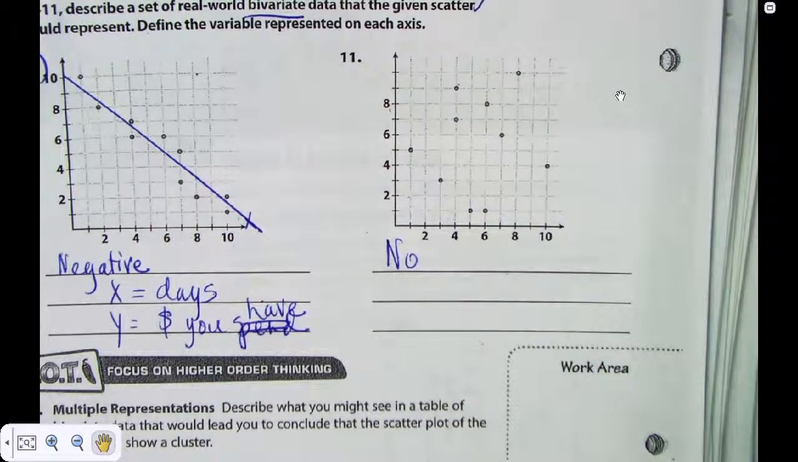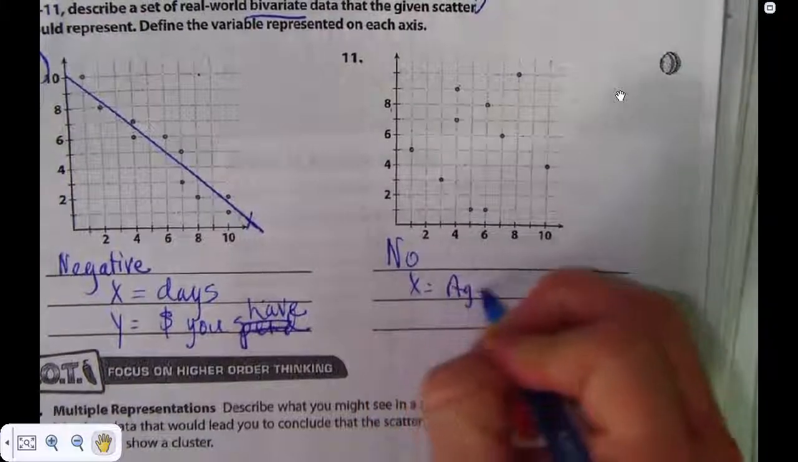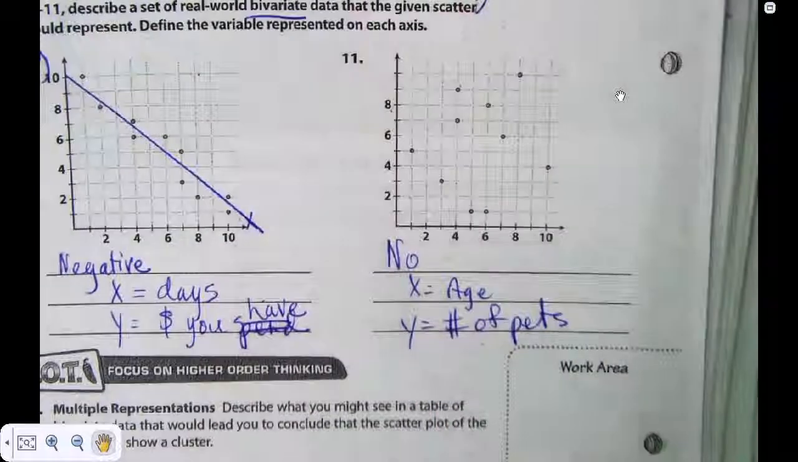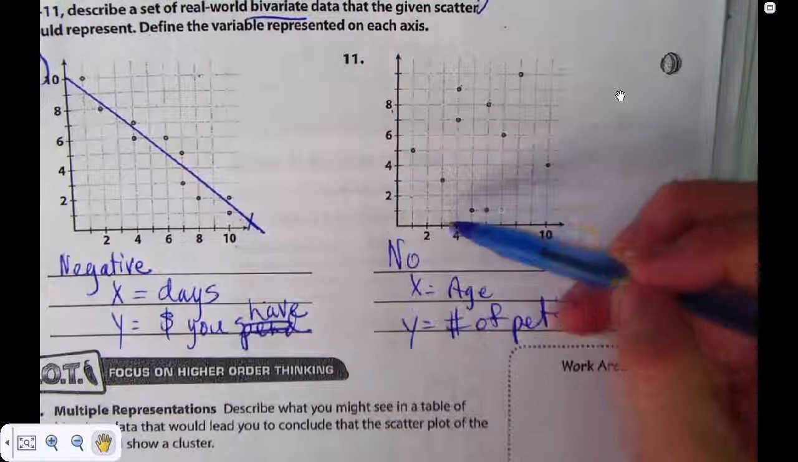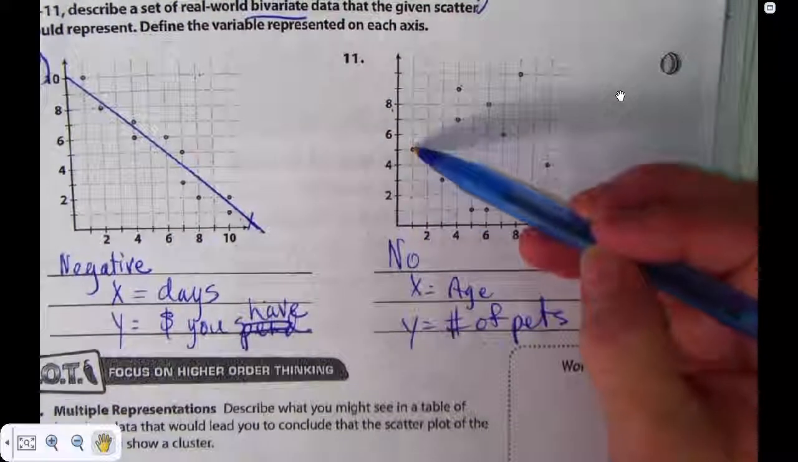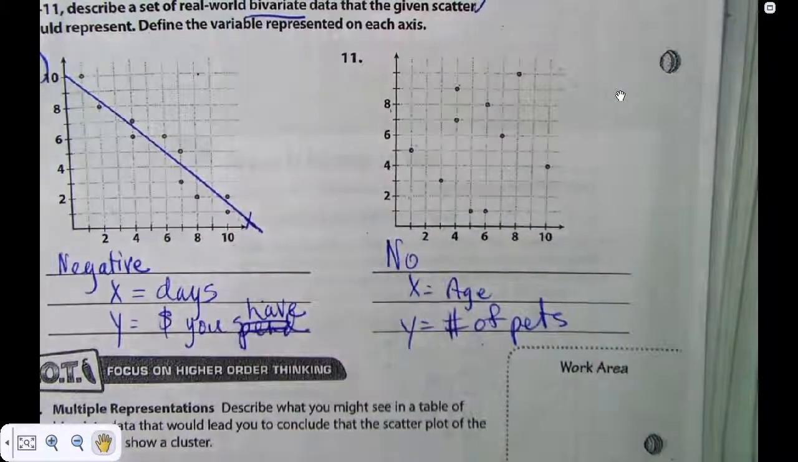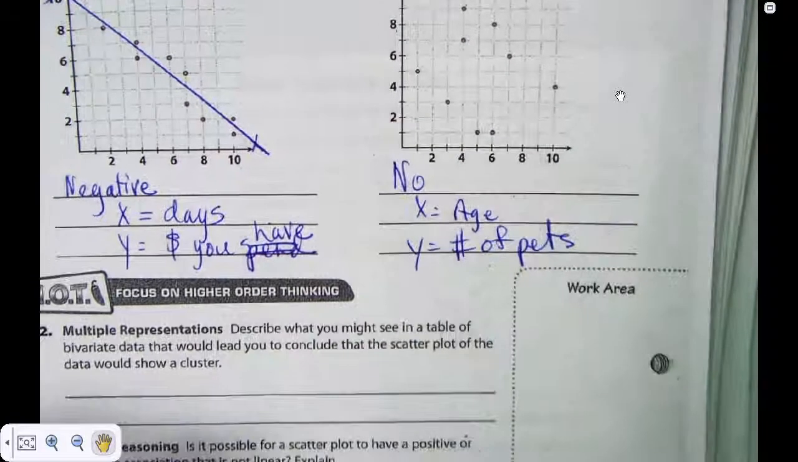Think of something. Let's do your age. There you go, that's a good one. So let's let X be your age and Y be the number of pets. So let's say there was a 6-year-old with 1 pet, but there was a 1-year-old with 5 pets. A 10-year-old had 4 pets. So your age has nothing to do with the pets. No correlation, no trend, no association. Very good.